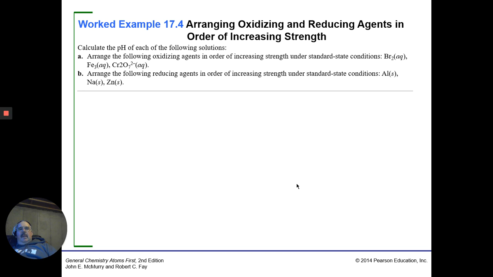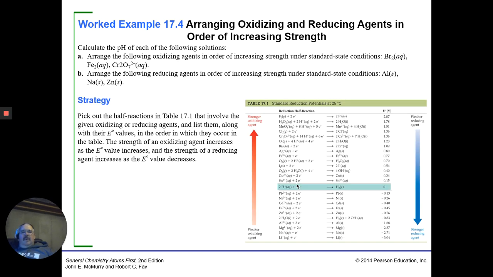Okay, here, arranging oxidizing and reducing agents in order of increasing strength. Okay, so what we do is we can just rely on this table. The strongest oxidizing agent in the table would be fluorine gas. The strongest reducing agent is over here on the product side, that's lithium. And the stronger the oxidizing agent, the higher up on the chart it is.